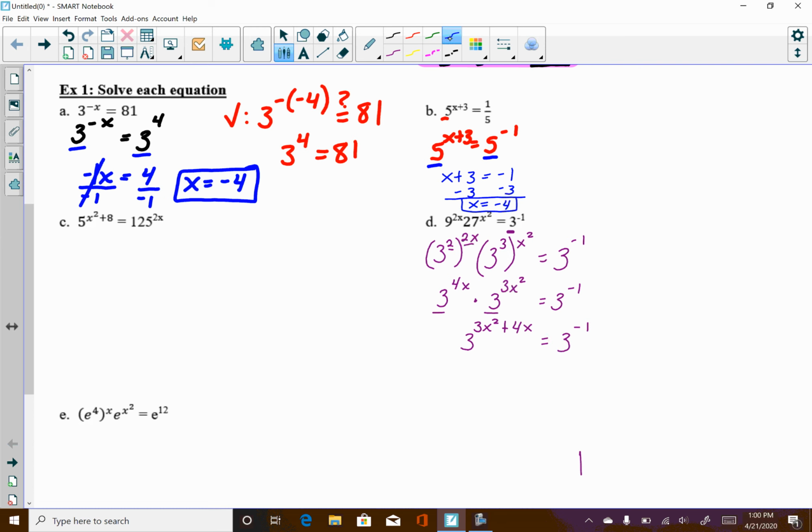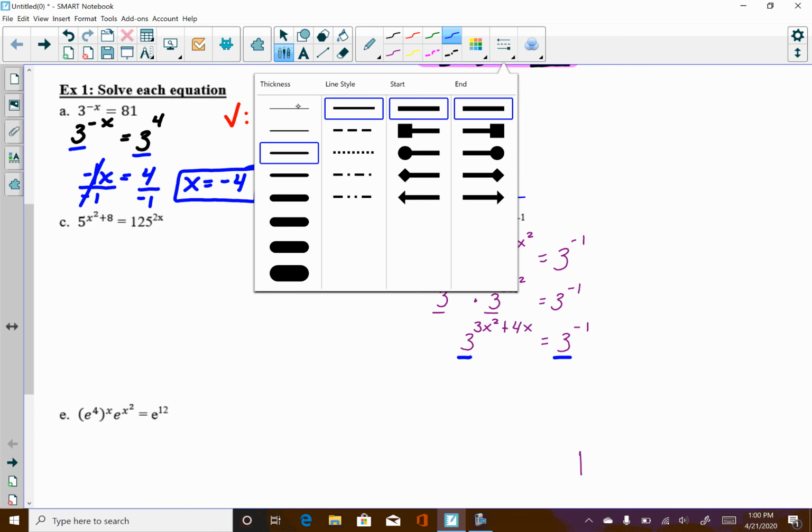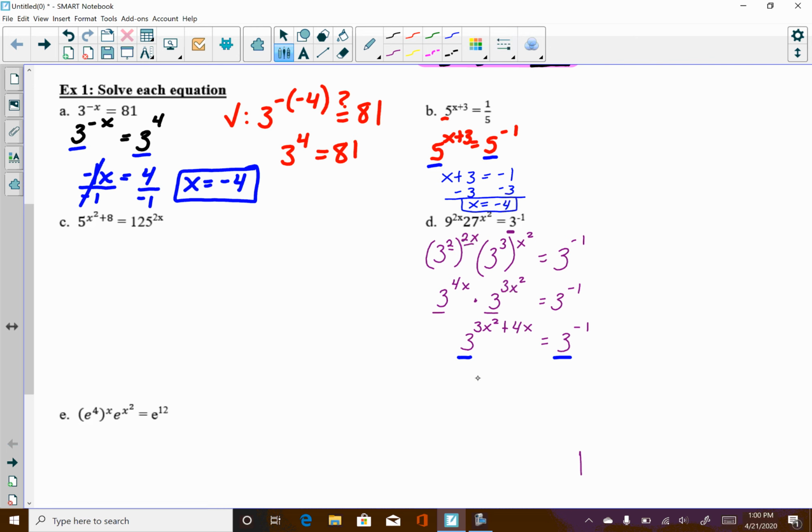Now, at this point, I have the same bases on both sides. I can drop those bases and set the exponents equal to each other. So 3x squared plus 4x equals negative 1. And my goal is to solve for x. Since this looks like a quadratic, I need to get it equal to 0. So I add 1 to both sides. Then I'm left with 3x squared plus 4x plus 1 equals 0.